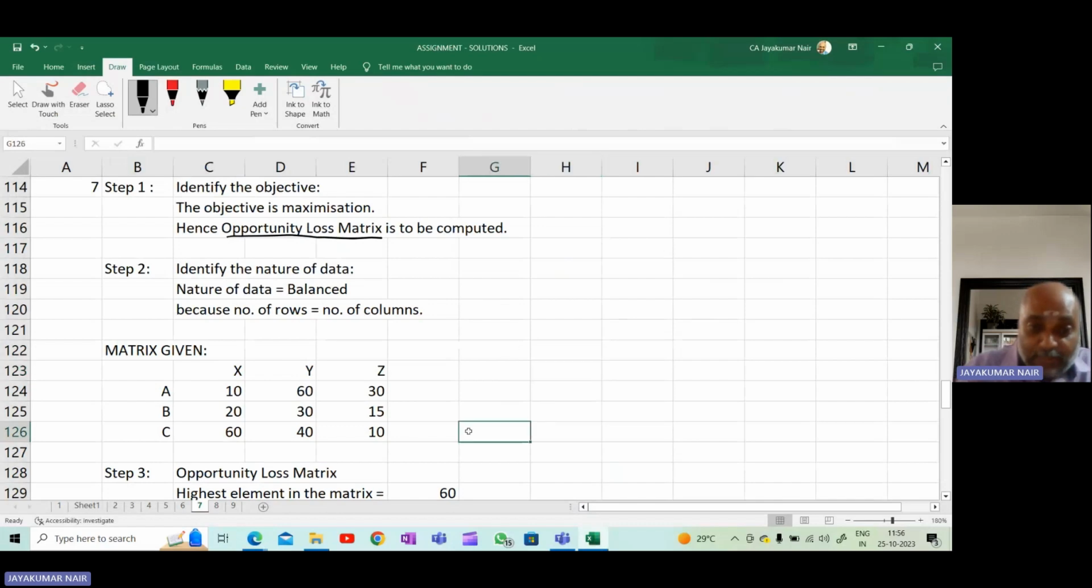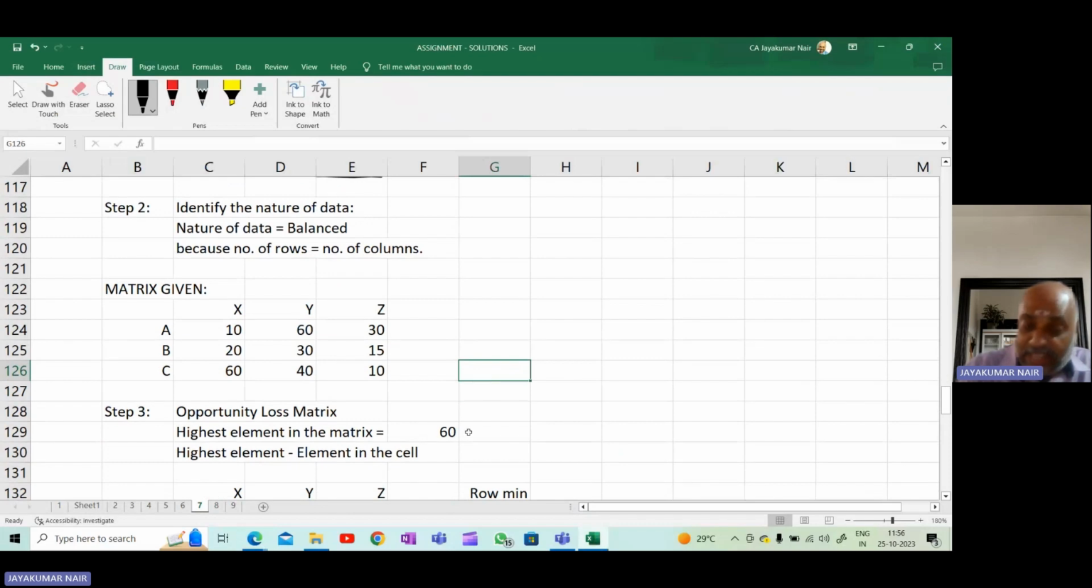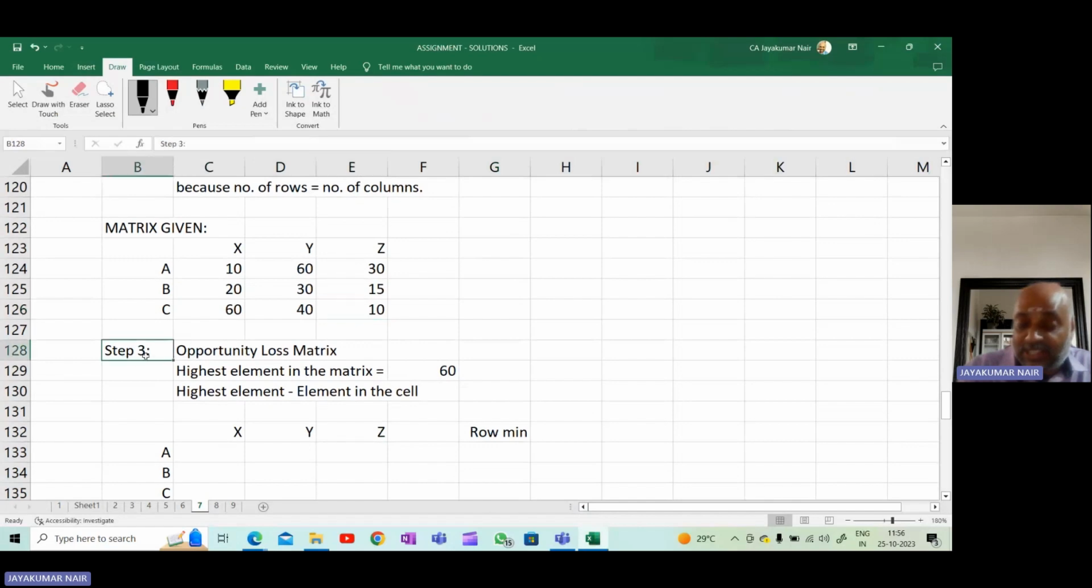Now we will start with the problem. First we have identified the objective. Second, we know the nature of data is balanced. Now the matrix given in the question, I have copied it here: 10, 60, 30, 20, 30, 15, 60, 40, 10. So what is the third step? The third step is to create the opportunity loss matrix.